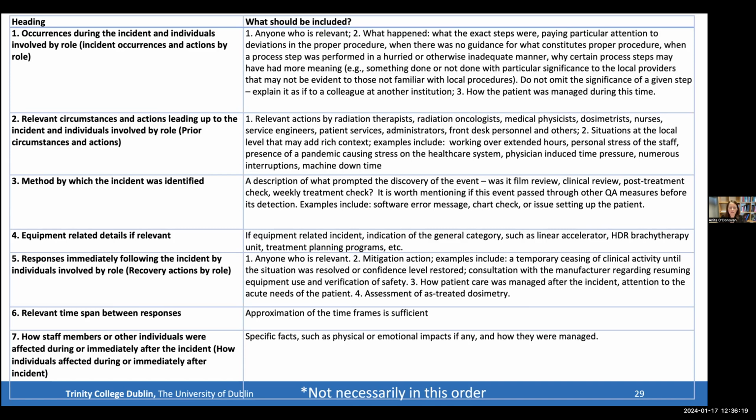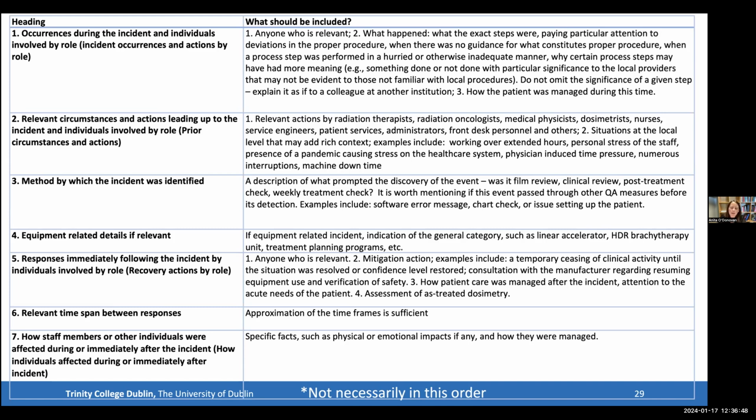And the fifth section is the immediate response. So if, for example, was it necessary to take the unit out of clinical usage? Was it at that kind of more serious level? Or reporting or discussing with the radiation oncologist, sending it for a dosimetry review is usually fairly standard. And maybe if there was any kind of acute impact on the patient, how that was managed at that juncture, again, may or may not be relevant.